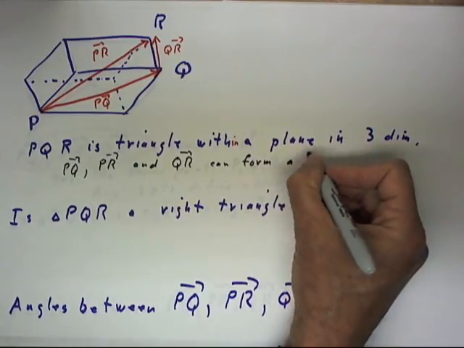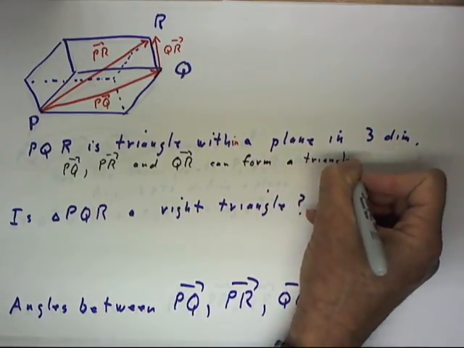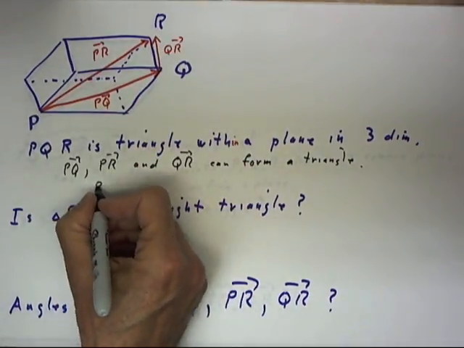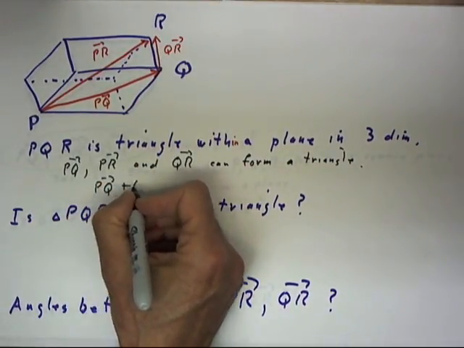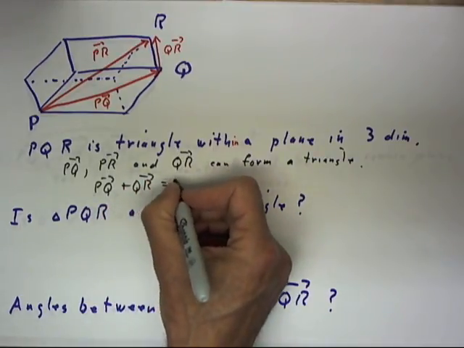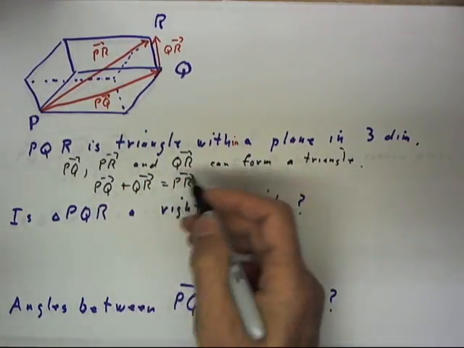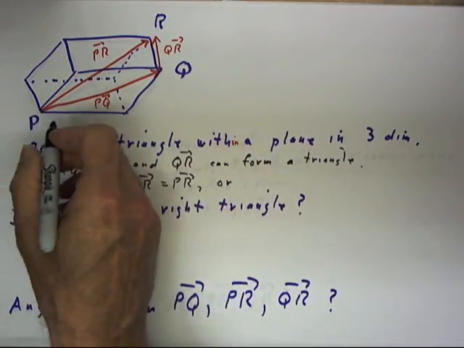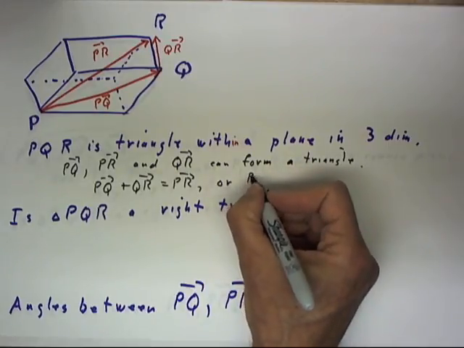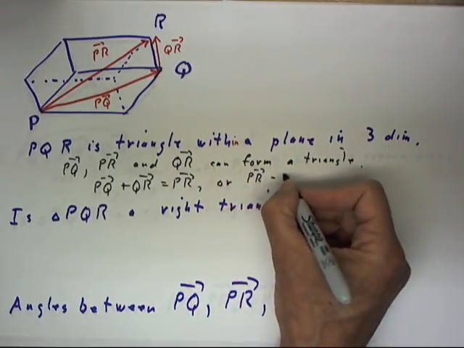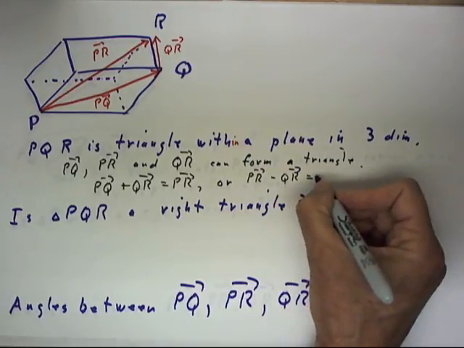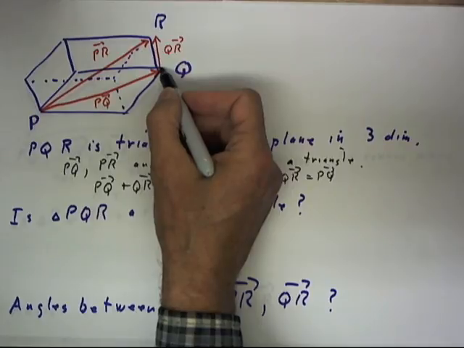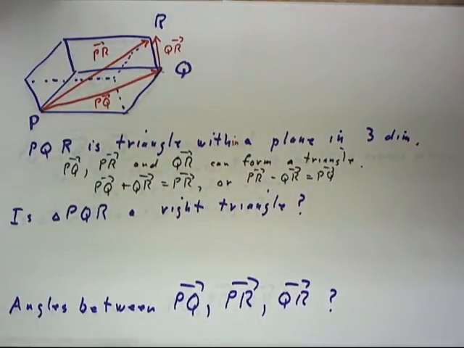can form a triangle. Another thing we can say is that PQ plus QR equals PR. And we can say other things, or if we want, we can say that PR minus QR equals PQ. If we go along PR and then reverse along QR, we get PQ.